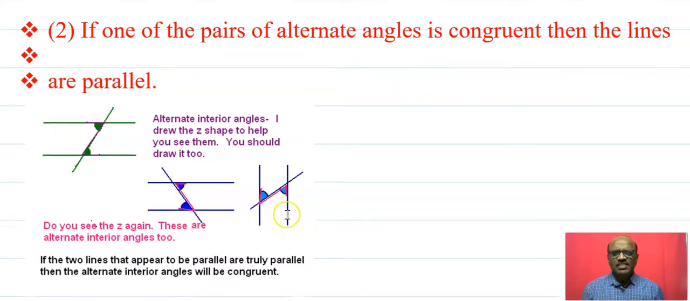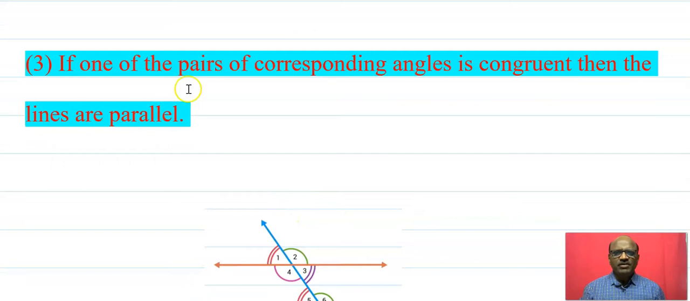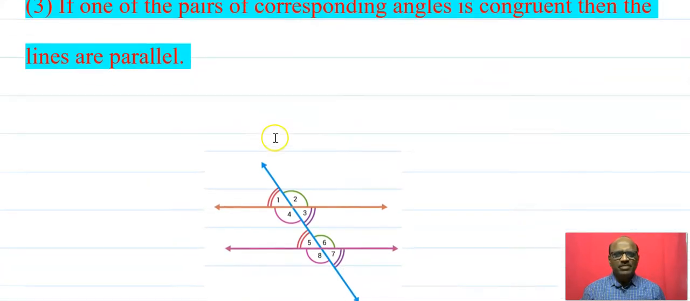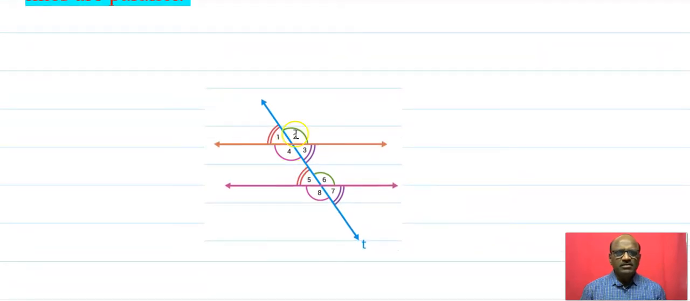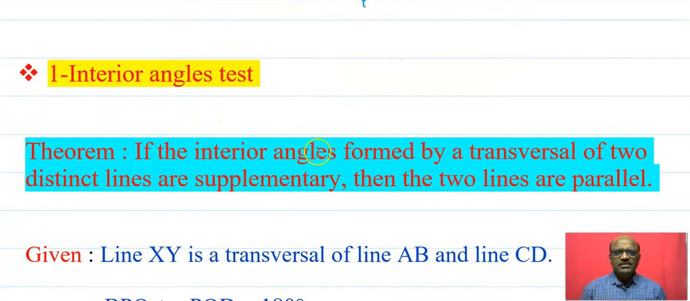You can see this. Now next, if one pair of corresponding angles is congruent, then the lines are parallel. In this figure, angle 1 is congruent to angle 5, and these two lines are parallel. Similarly, other angles are also shown in this figure. Angle 2 is congruent to angle 6, angle 4 is congruent to angle 8, angle 3 is congruent to angle 7. Now next, interior angle test.